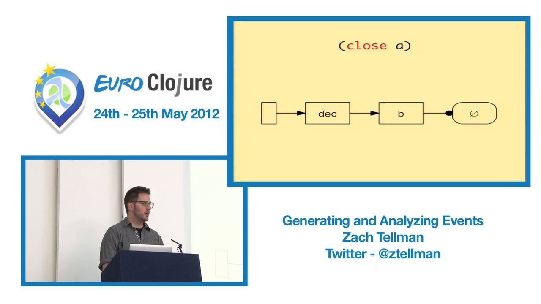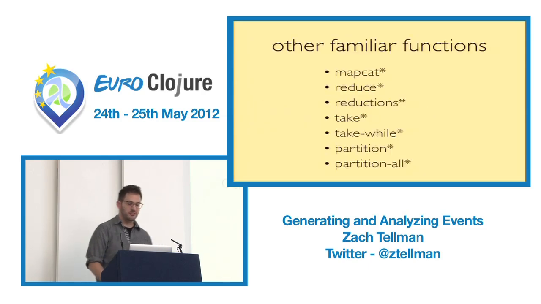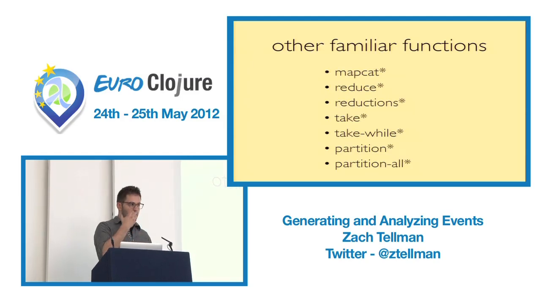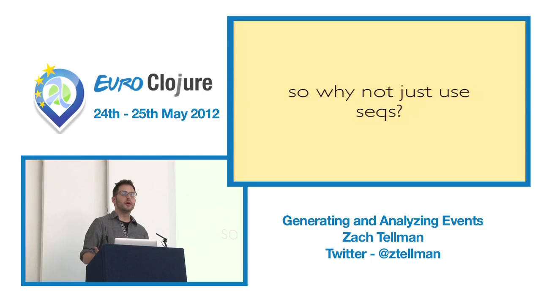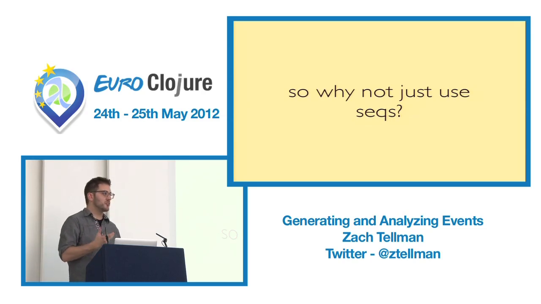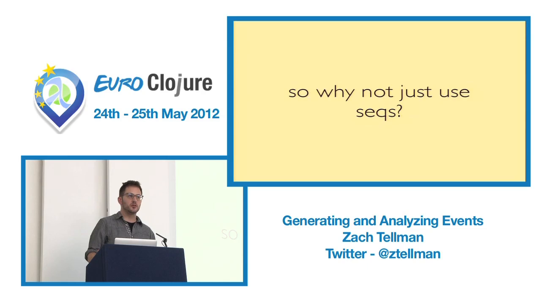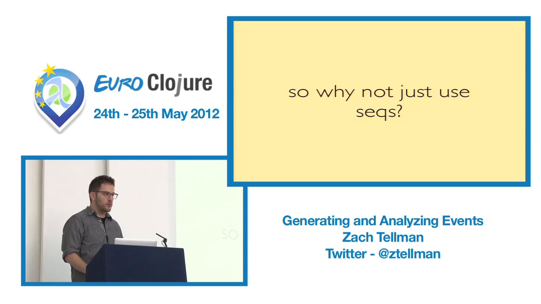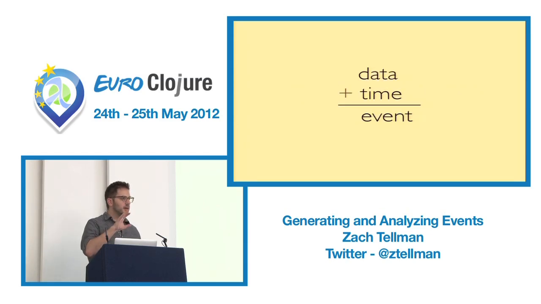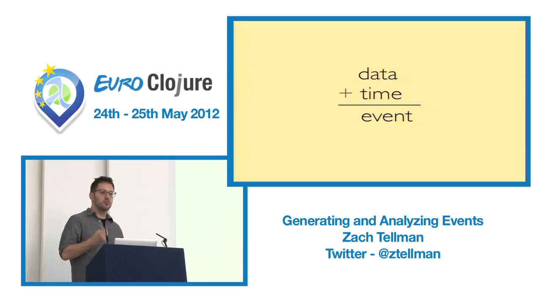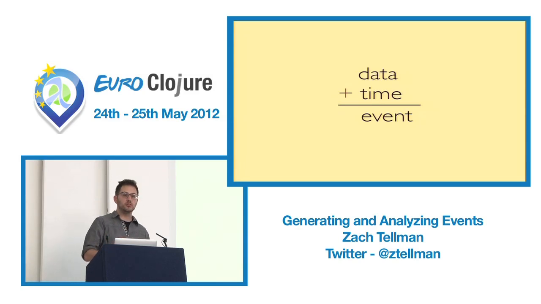So we have map, which I showed you. We also have filter. We also have a number of other very familiar functions followed by a star. And you may be wondering, what's the point, right? I mean, I've shown you something which has a different underlying implementation, but what does this give us that seqs don't already give us, right? Is this just being different to be contrary? And the answer to that lies in reminding you that an event is data and time. It's the time that the event occurs. And something that we don't get from a lazy seq is an understanding of when that data became available. We know when we consumed it, but we don't know when that event actually came into being.